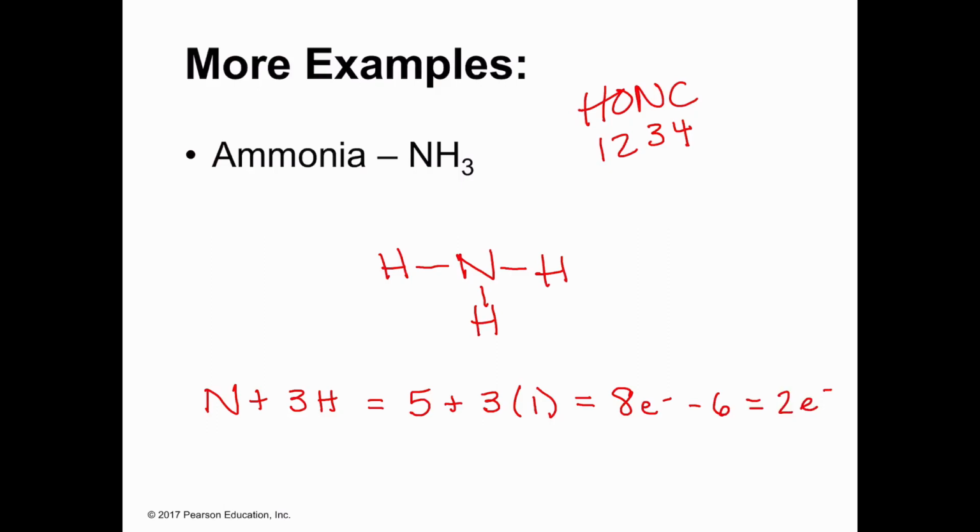The hydrogens are all satisfied. They all have 1 bond that completes their duet rule. So these 2 electrons will go on the nitrogen to finish off its octet. So now we double check, make sure nitrogen has 8. 1, 2, 3, 4, 5, 6, 7, 8. Nitrogen has 8 electrons, which makes this a good Lewis structure.